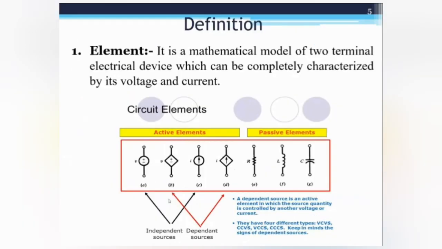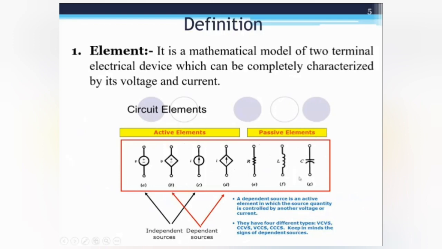Now some definitions are there before starting the mesh analysis and nodal analysis. So the first definition is element. It is a mathematical model of a two-terminal electrical device which can be completely characterized by its voltage and current. Normally there are two types of elements, active elements and passive elements. We will see the definition of active and passive elements later on, but here are some symbols of active elements and likewise the passive elements.